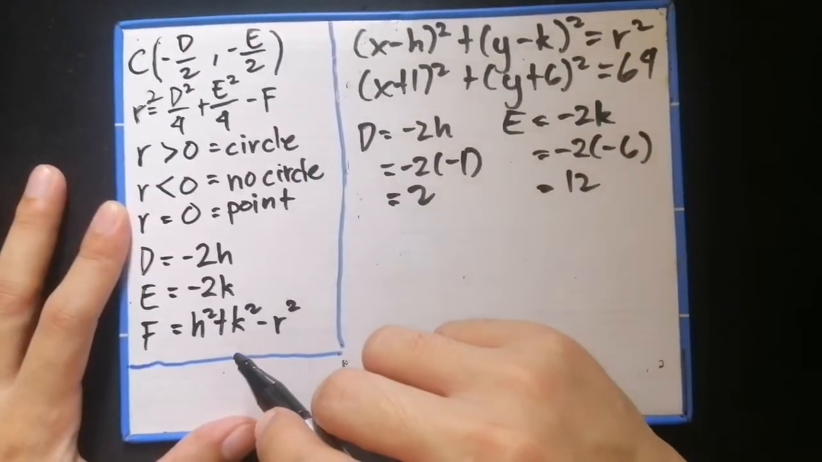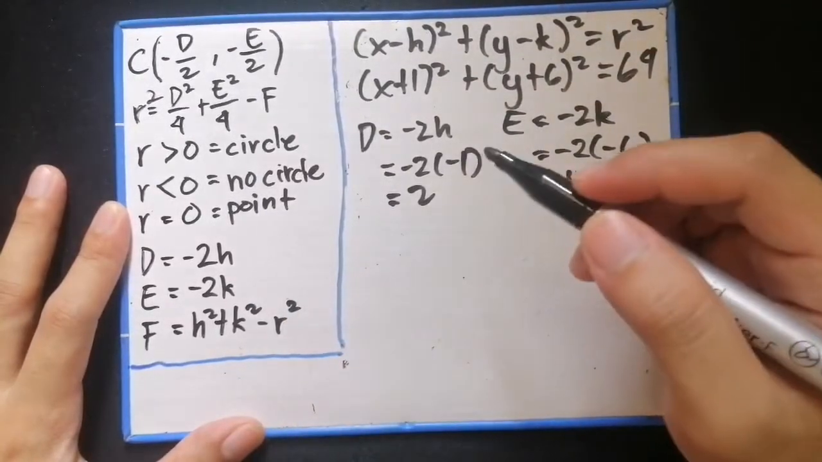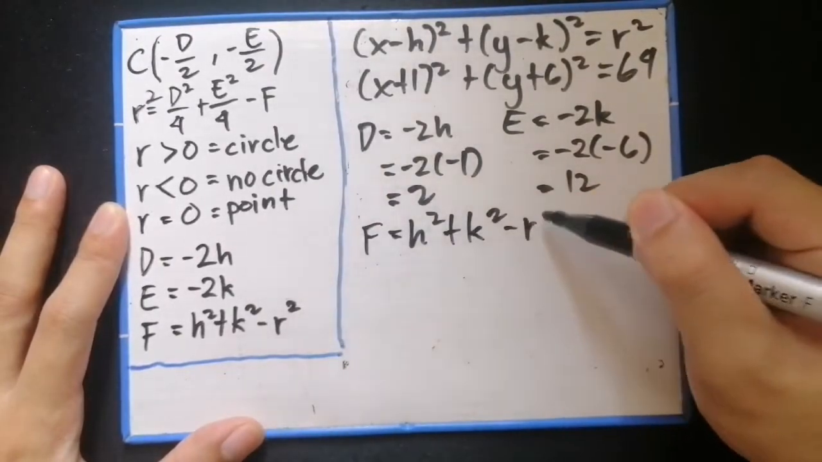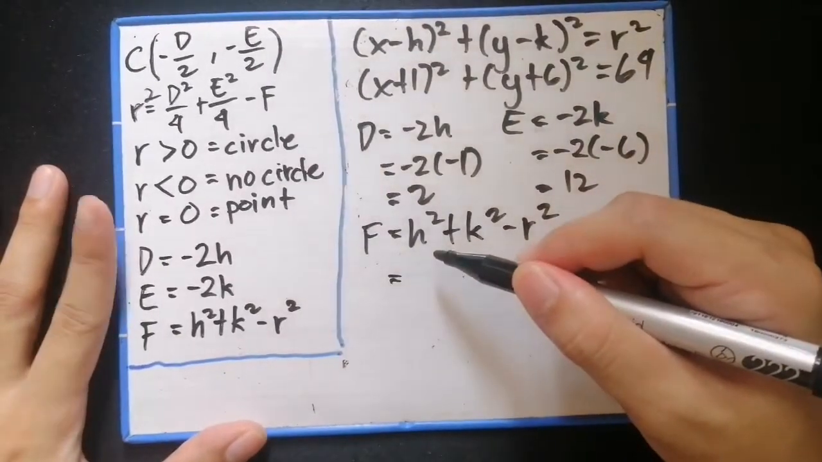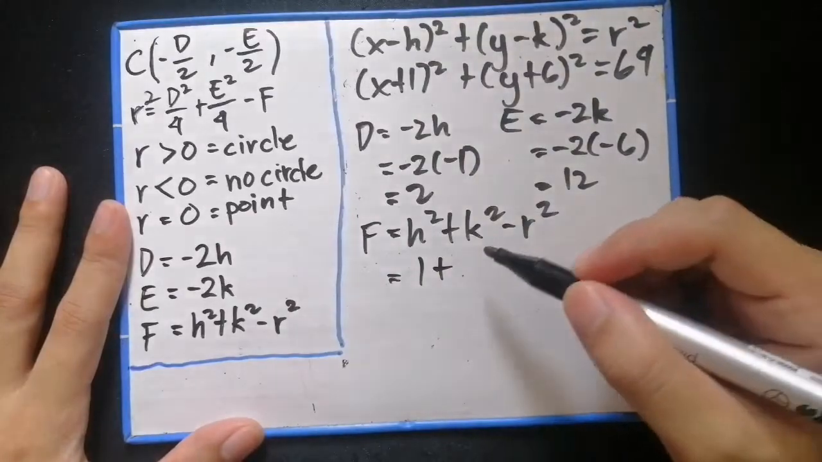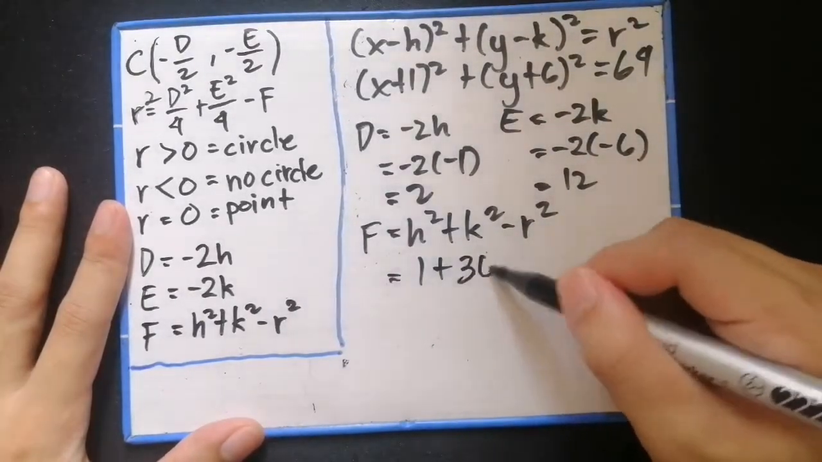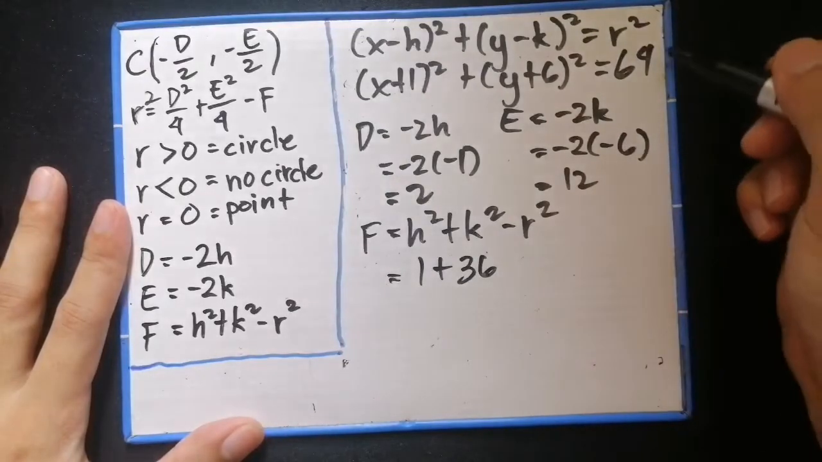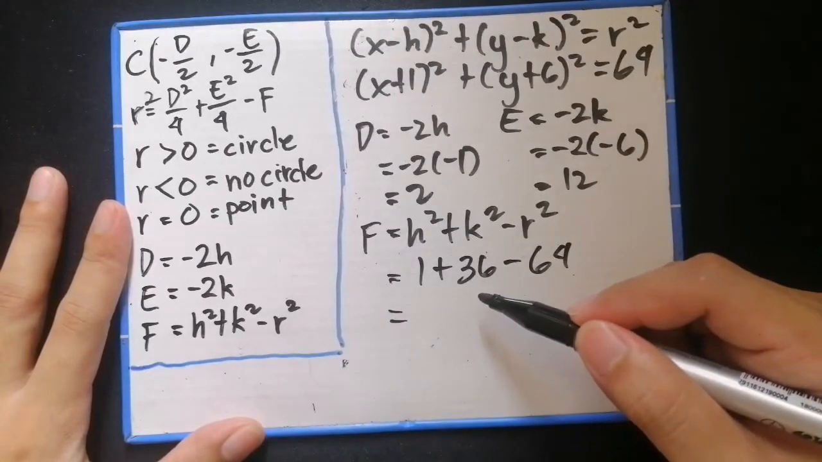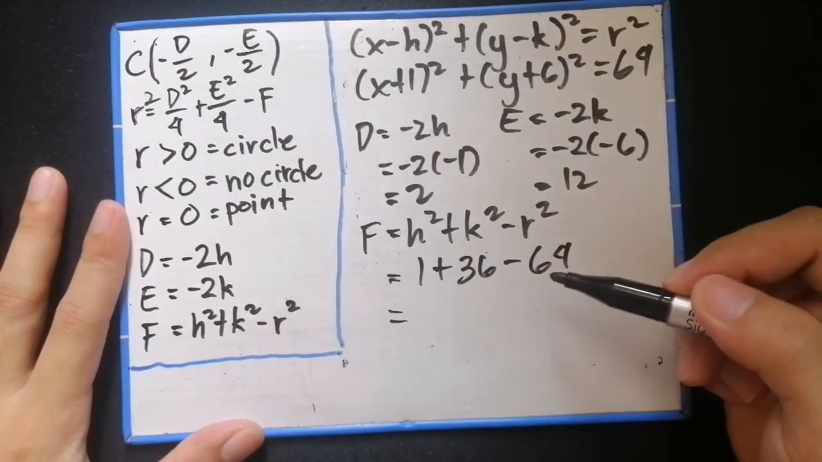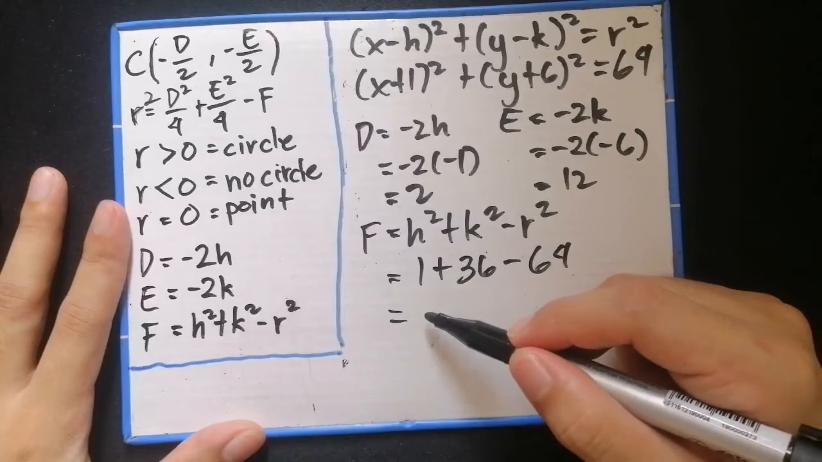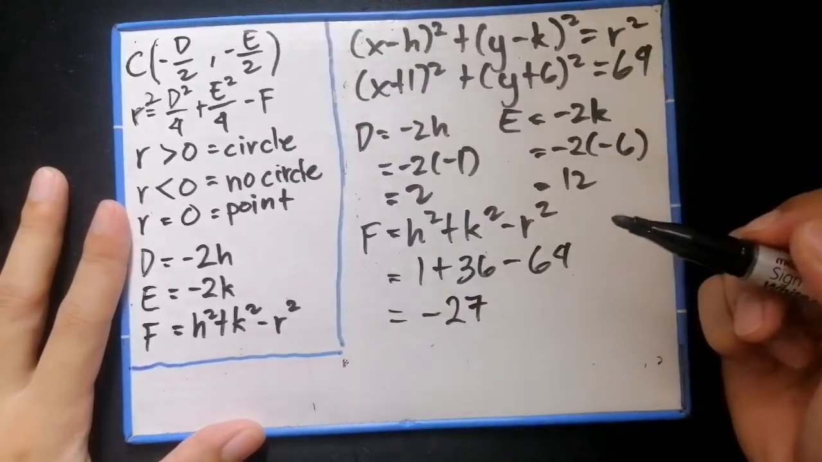So, to find f naman, itong h squared plus k squared minus r squared. So, f is equal to h squared plus k squared minus r squared. Ano yung h ulit natin? Negative 1 squared is 1. K squared. Negative 6 squared, positive na siya. So, positive 36 minus r squared. Ano yung r squared natin? 64. So, f is equal to 1 plus 36, 37, minus 64 is, ano? Negative 27. Tama?